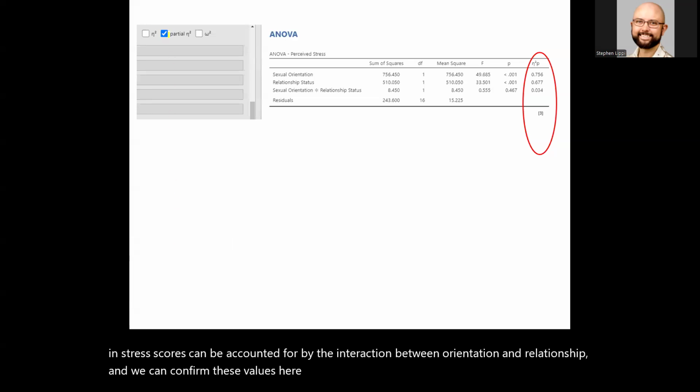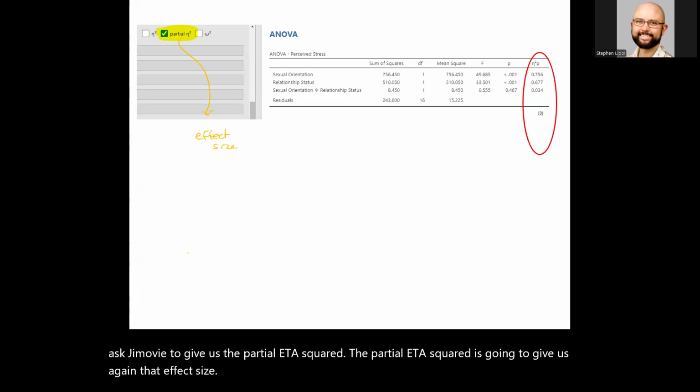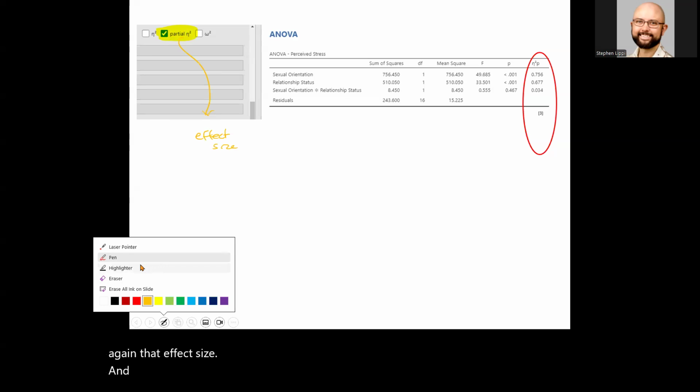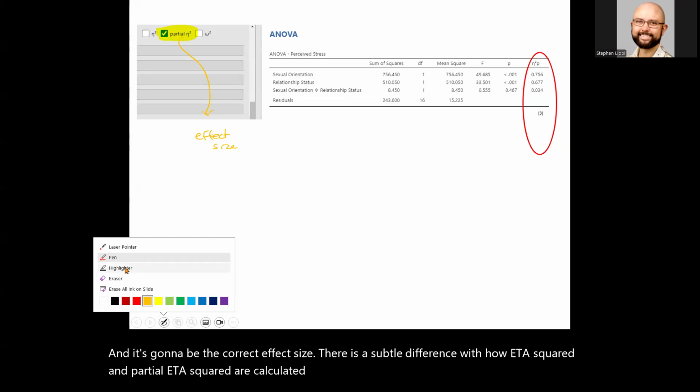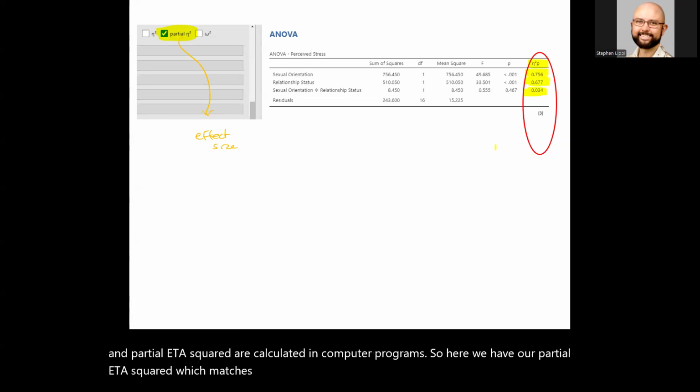Specifically, when we're working in Jamovi, we want to ask Jamovi to give us the partial eta squared. The partial eta squared is going to give us, again, that effect size. And it's going to be the correct effect size. There is a subtle difference with how eta squared and partial eta squared are calculated in computer programs. So here we have our partial eta squared, which matches the values that we've calculated using the formula that we just saw.